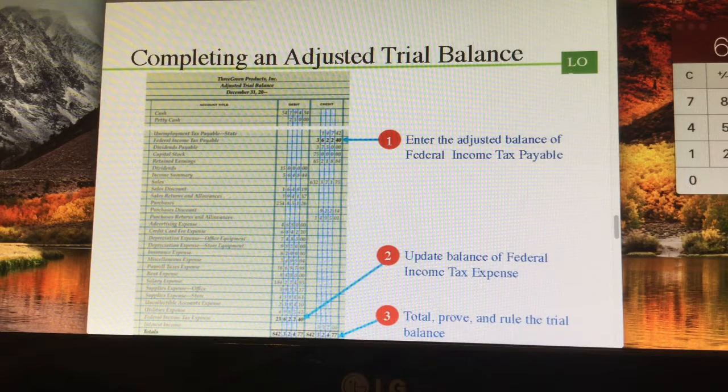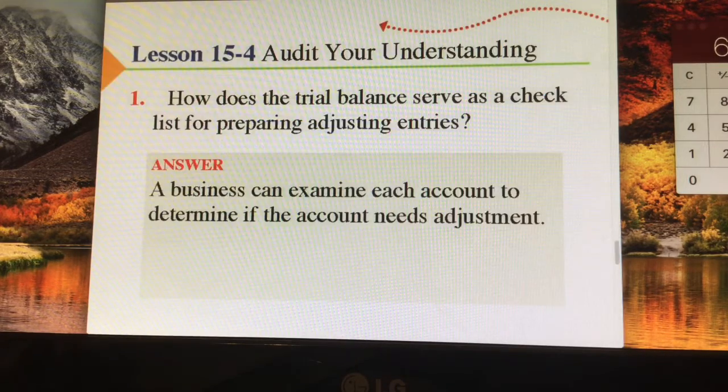Then we go into the adjusted trial balance. It's already got all the adjustments and closing entries, and we're going to update. So we're going to update what we've already paid in federal income taxes to include the 4th quarter. And then of course we're going to have to redo all the totals.